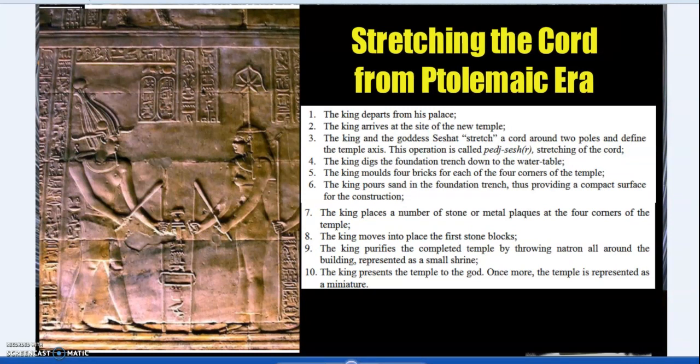Now, in this later description there are bits and pieces that are older, but the Ptolemaic one is intact, and it describes the process of the king creating a new temple. Firstly, survey. The king departs from his palace. The king arrives at the site of the new temple. The king and the goddess Seshat stretch a cord around two poles that define the temple axis. There we see stretching the cord. The king digs a trench down to the water table. The king molds four bricks for each of the corners.